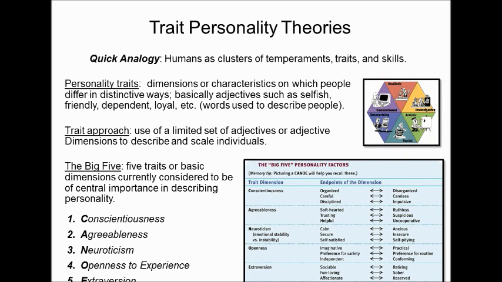The trait perspectives have a slightly different take on personality, a little bit different than the ones we've covered so far. Here, humans are clusters of temperaments and traits and skills. And when we're talking about a trait, we're just talking about a dimension or a characteristic in which people differ in a distinct way. It's basically an adjective. So if you were to describe yourself or describe a friend to someone else, the words that you use would be adjectives or traits. So here what we're trying to do is use a limited number of adjectives or dimensions to describe and scale individuals.